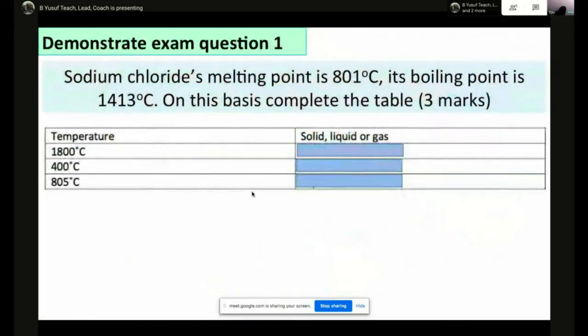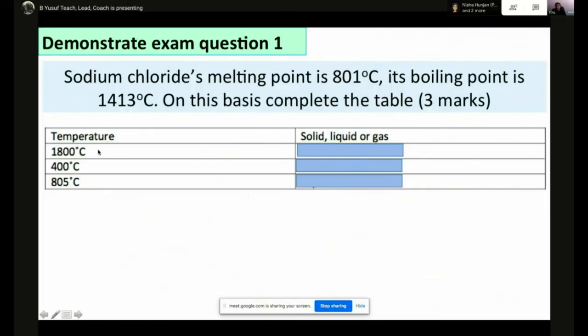Okay, so today we're just going to go with just one exam question. I've given you a lot of information today, and one exam question. So sodium chloride's melting point is 801 degrees C. Its boiling point is 1,413 degrees C. On this basis, complete the table below.